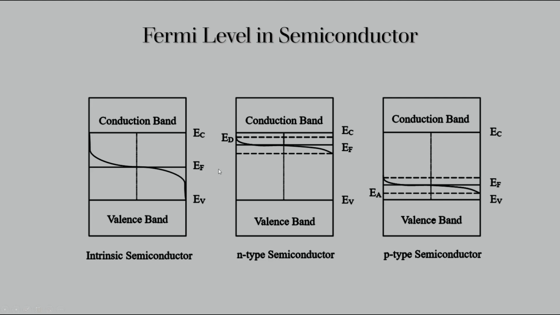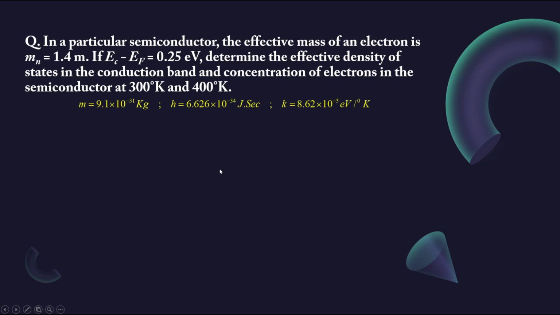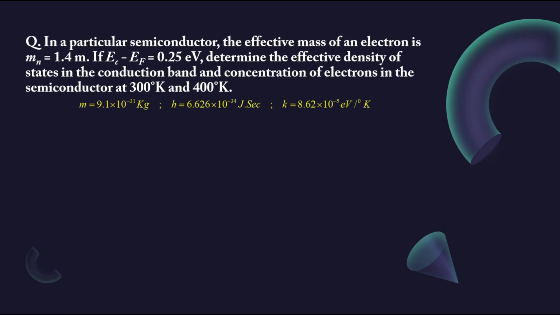So I hope you have understood this. Now let us move into a numerical. For a particular semiconductor, the effective mass of electron is given as 1.4, and EC minus EF is 0.25 electron volts. Determine the effective density of states in the conduction band and the concentration of electrons in the semiconductor at two temperatures: first at 300 degree Kelvin and second at 400 degree Kelvin.